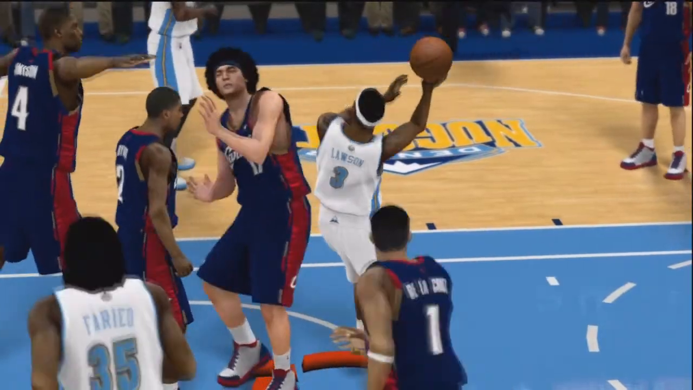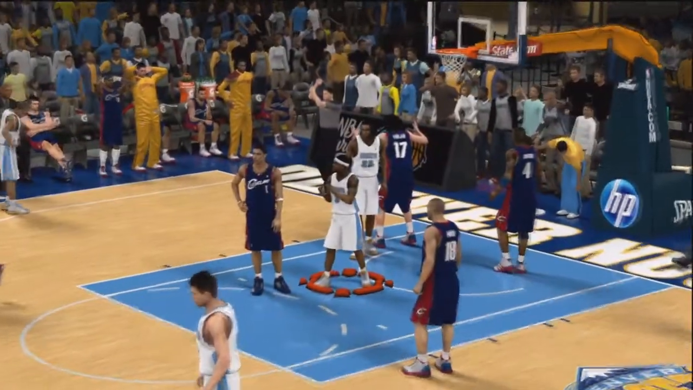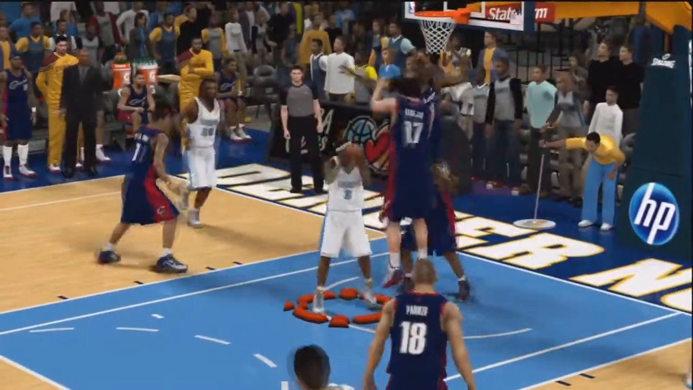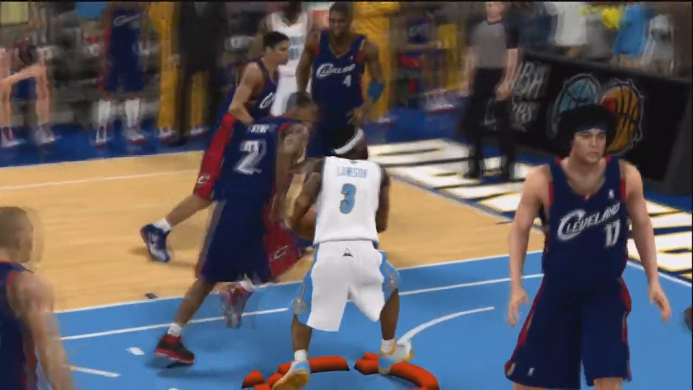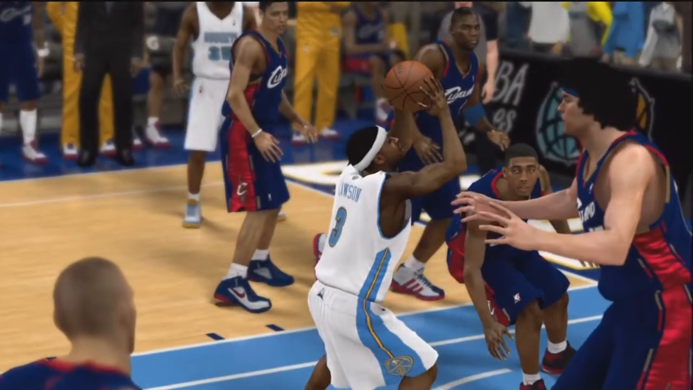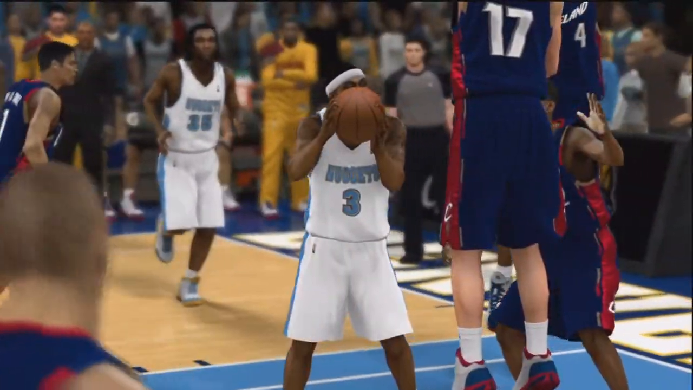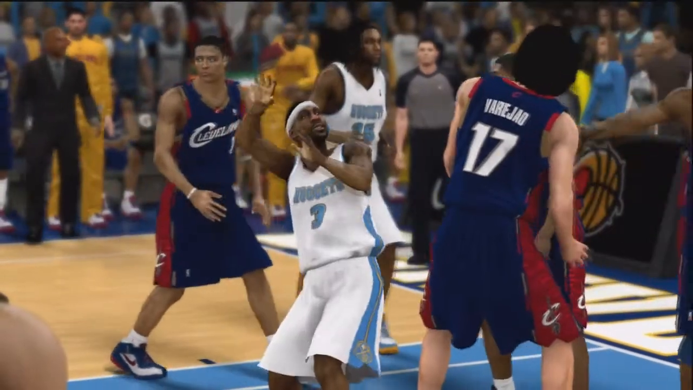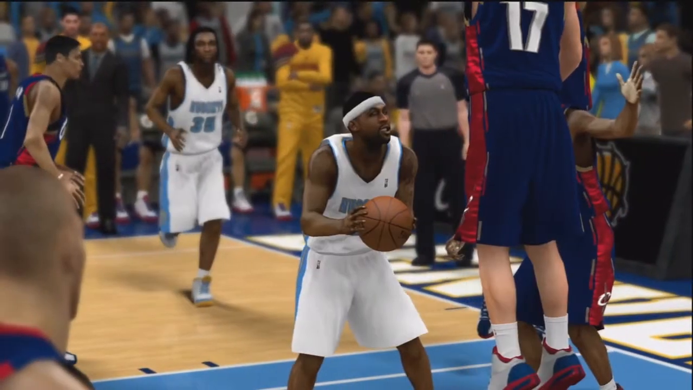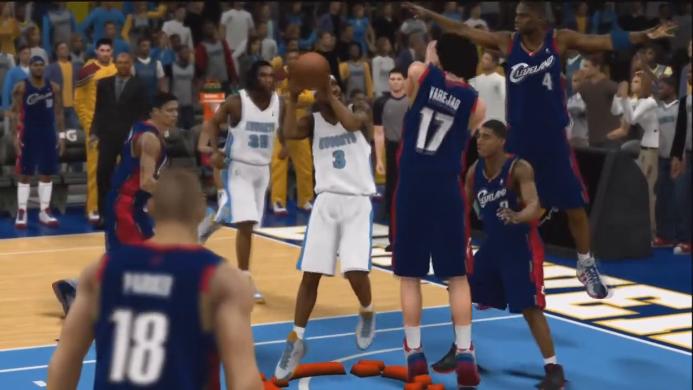Lawson will pump fake, Varejao will go up. However, because this is a fouling animation, even though Anderson Varejao never touches Ty Lawson, there will be a foul called here because again, this is a fouling animation. This shows us that position doesn't matter here and that some of these outcomes are predetermined. So whether you're in position or not, the animation takes over and dictates the outcome.